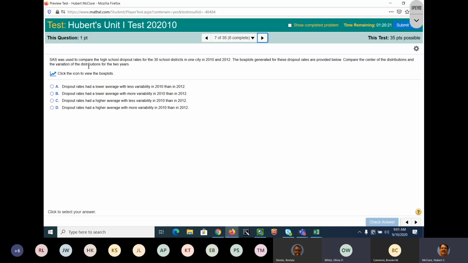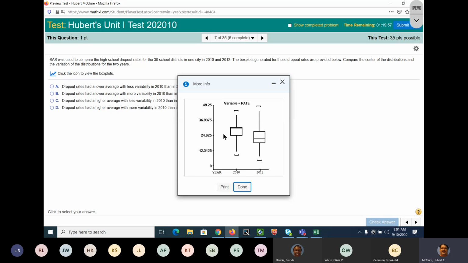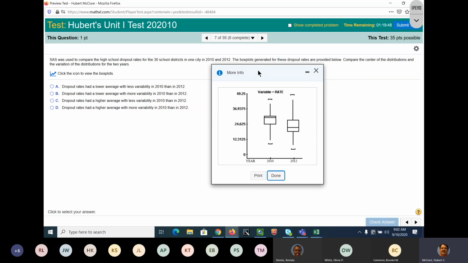SAS was used to compare the high school dropout rates for 30 school districts in one city in 2010 and 2012. The box plots generated for these dropout rates are provided. Compare the center of the distribution and the variation of the distribution of the 2 years. Okay, so this one looks like it's a little bit skewed left. This one looks like it's a little bit skewed right. I don't know if that's what it's asking. Let's see what it's asking.